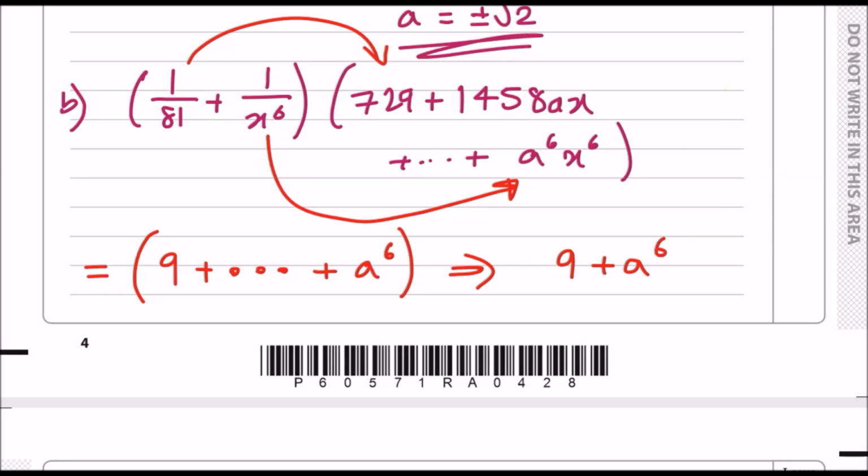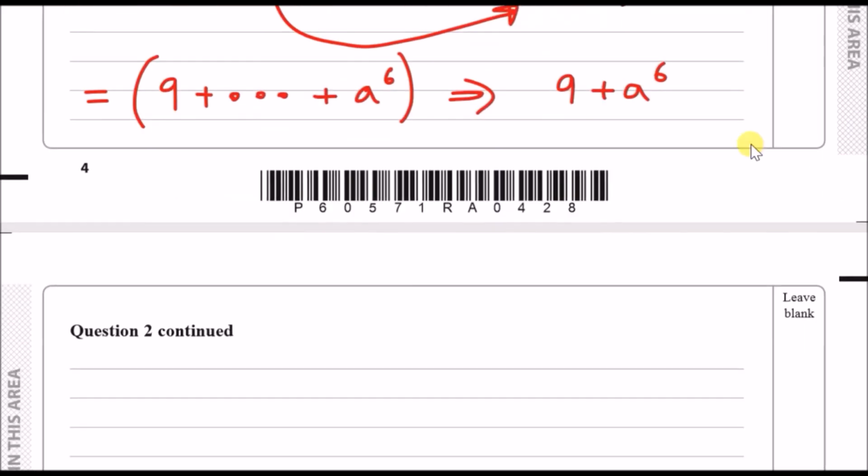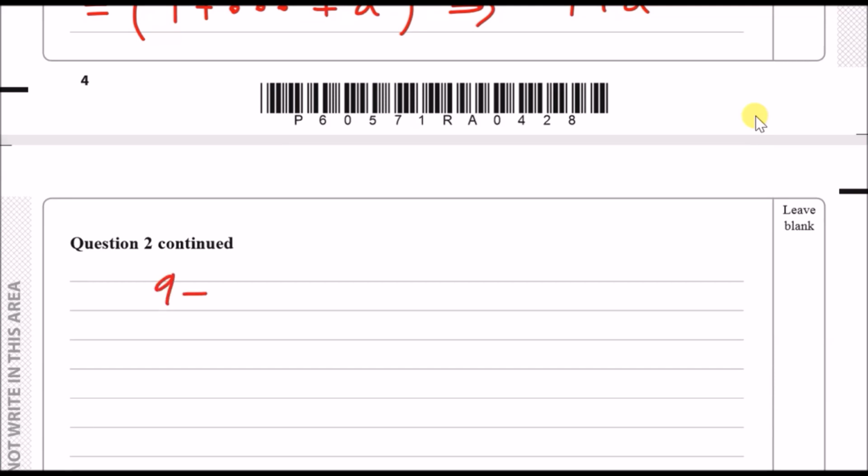And we know what a was, yeah? We said earlier that a was plus minus root 2. Let's just choose root 2 for a second, yeah? And if you plug in root 2 here, you're going to basically get 9 plus root 2 to the power 6. All of this is literally going to give us, in your calculator, a 17. And that's it, guys. That's your question done.